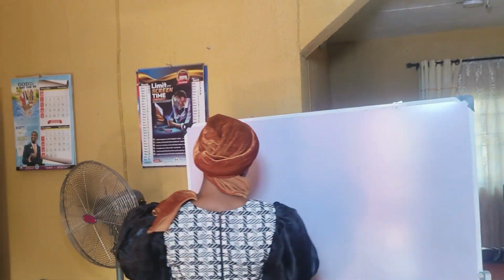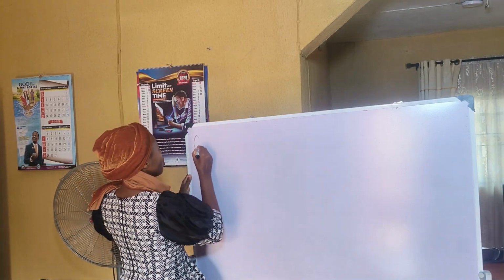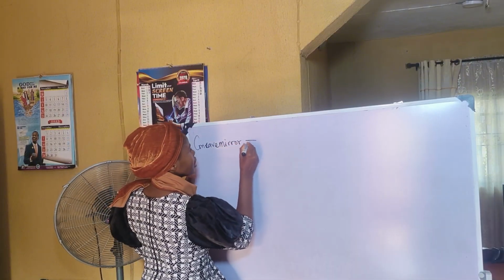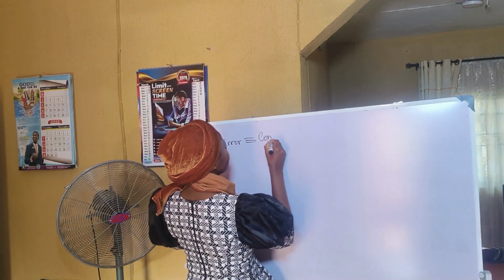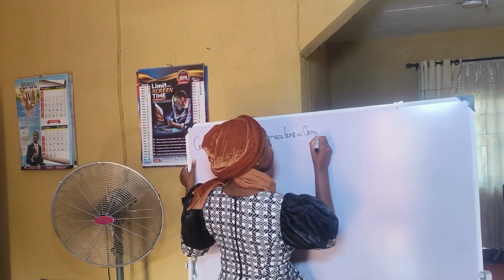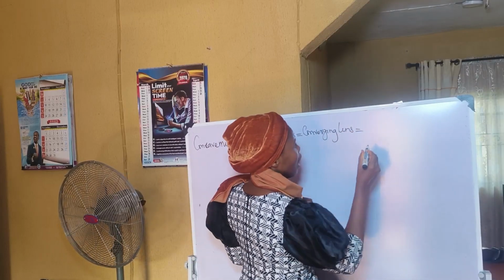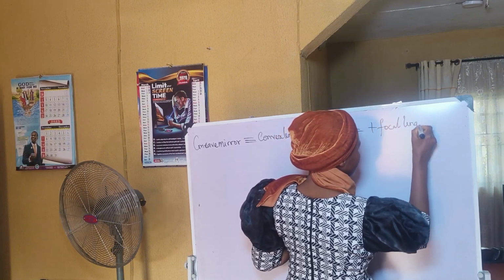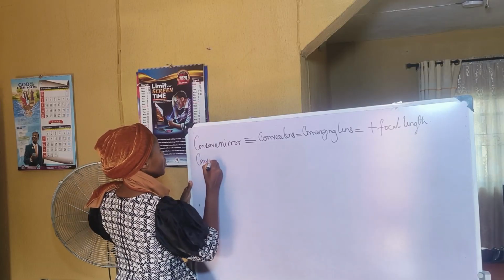So we're looking at that. Let's see. We have our concave mirror. Concave mirror is similar to convex lens, which is the same thing as converging lens. And in this case, our focal length is positive focal length. Take note of this.